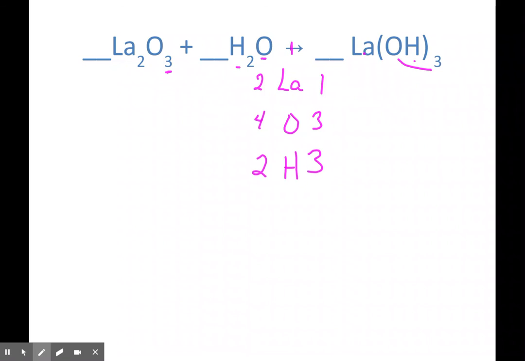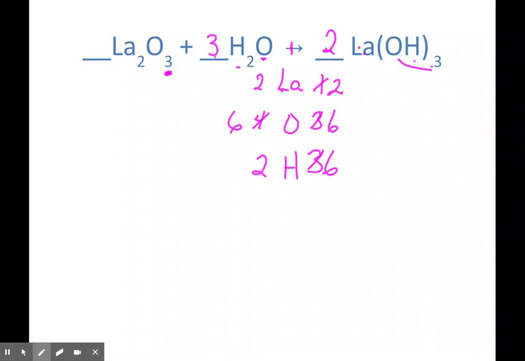We'll just go straight down the list and try to fix things. So La, we'll put a 2 out here and see what that does. That gives me now 2 La's, but that gives me 6 oxygens and 6 hydrogens. Let's see what we can do to try to fix our oxygens. We've got 3 there, so let's put a 3 here. That gives me 3 plus 3, or 6.